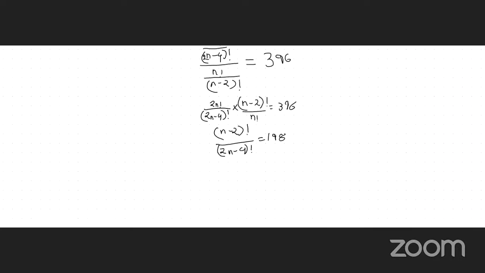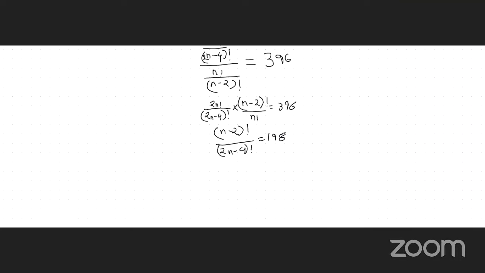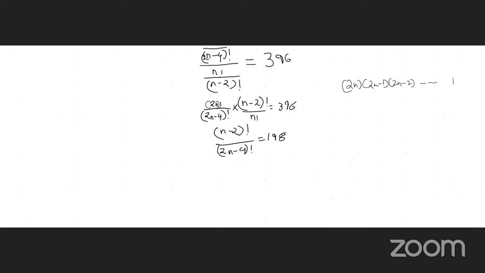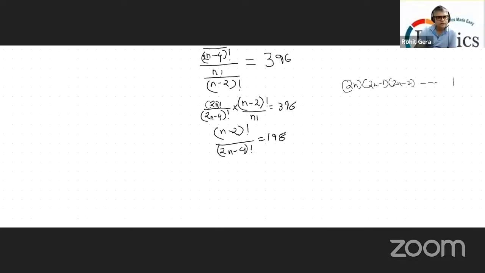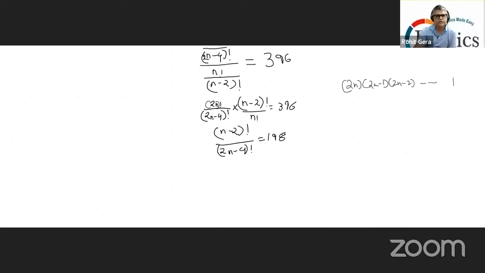How did you get this? No, this is 2n factorial, buddy. This is 2n factorial. So this is 2n into 2n minus 1, 2n minus 2, till n factorial. You cannot take 2 factorial and n factorial like that. You're saying 2 into 4 factorial should be written as 2 into 4 factorial. No, it is 8 factorial.